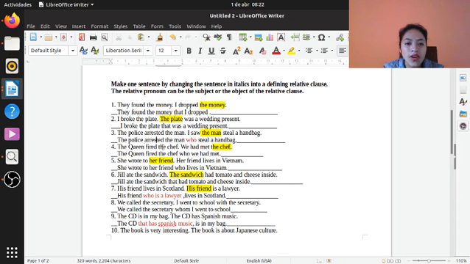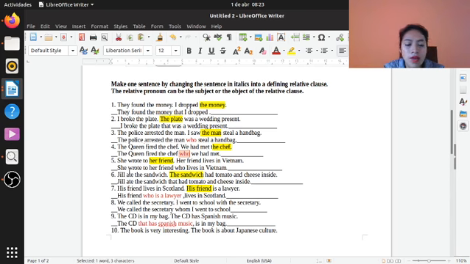Okay, number 4. The queen fired the chef. We had met the chef. What do we have in common in these both sentences? The chef, very good. The chef is a person, a thing, an object, maybe time? Very good, it's a person. Which relative pronoun do we use? Who, very good. Now, the sentence is going to be like this. The queen fired the chef who we had met, right? Very good. We use who because the chef is a person, okay?